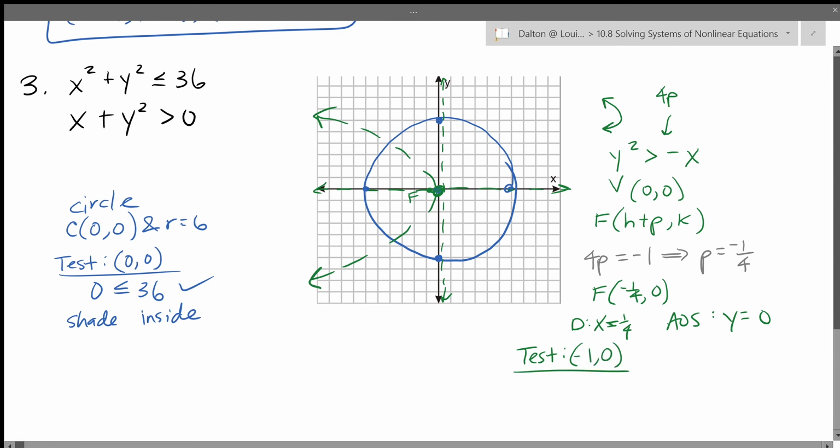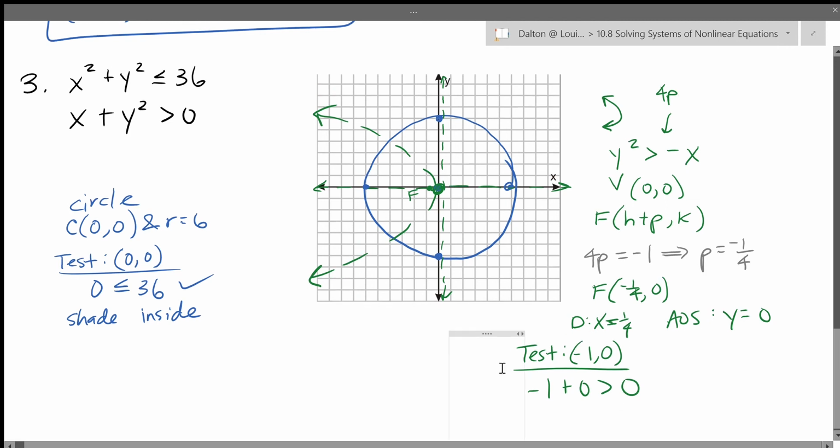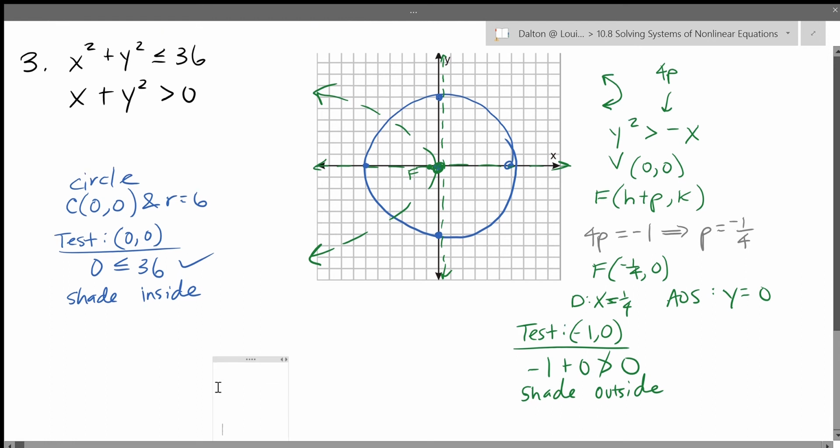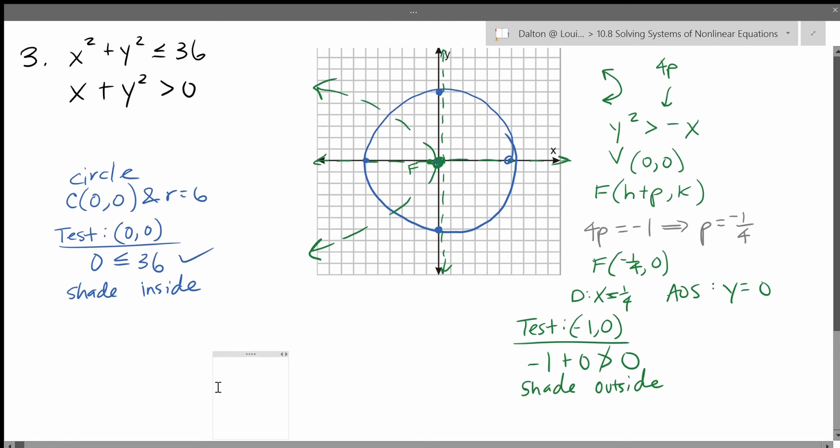So if you test negative 1, 0, then you get negative 1 plus 0 is greater than 0. Is that true? Is negative 1 greater than 0? So if that's false, where do you shade? So you're going to shade on the opposite side of where negative 1, 0 is. For the parabola, it would be the outside. So we need to shade on the outside of the parabola, but on the inside of the circle. So the place where those two double up will be this part here.